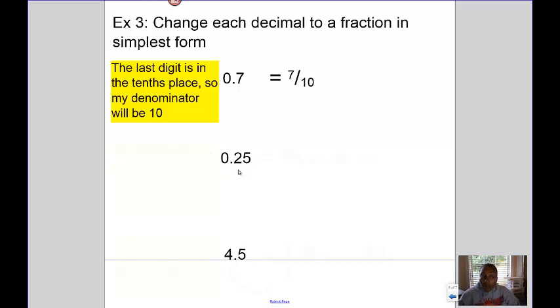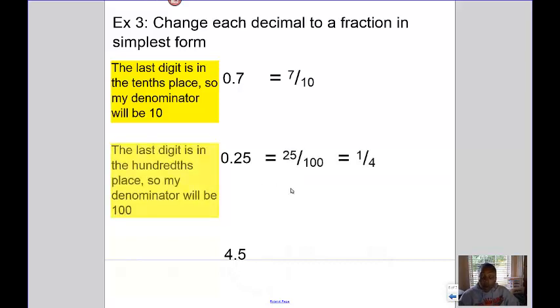So then if I look at this number, it is 25 hundredths. So that means my number is in the hundredths place, so my number has to go over 100. So I'm going to put 25 over 100. And then this is not in simplest form because 25 and 100 can both be divided by 25. 25 divided by 25 is 1, and then 100 divided by 25 is 4, so then my simplest form is 1/4.